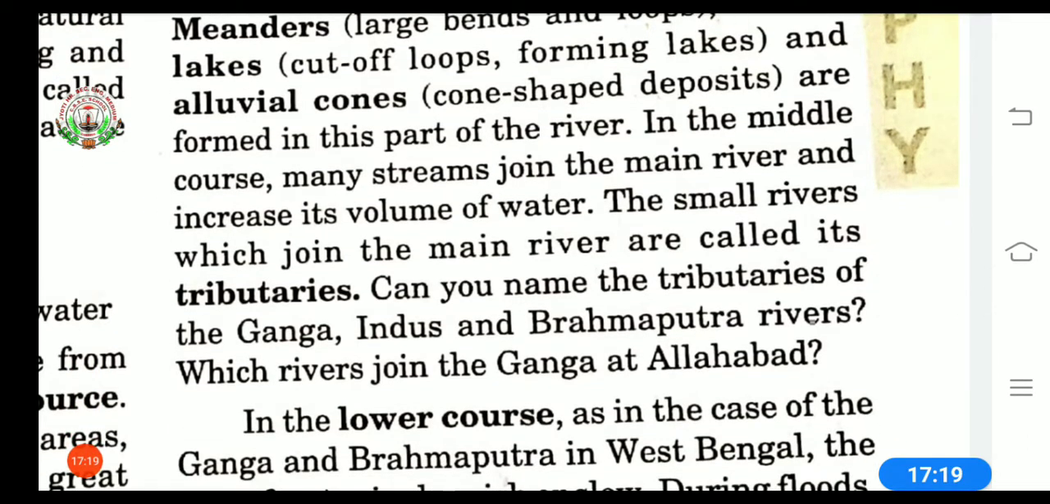Again we are having one question here. Can you name the tributaries of the Ganga, Indus and Brahmaputra rivers? Yes. So Ganga tributaries we are having, that is Gomti, Kosi, Ghagra and Yamuna. Indus rivers tributaries we are having Son, Jhelum, Chenab, Sutlej. Then Brahmaputra tributaries we are having Tista, Manas and Dhanusri.